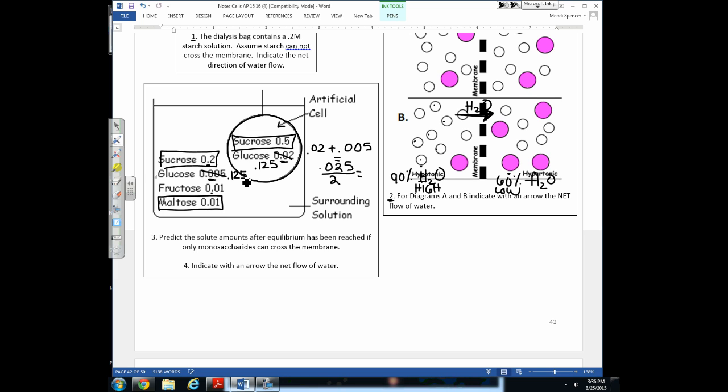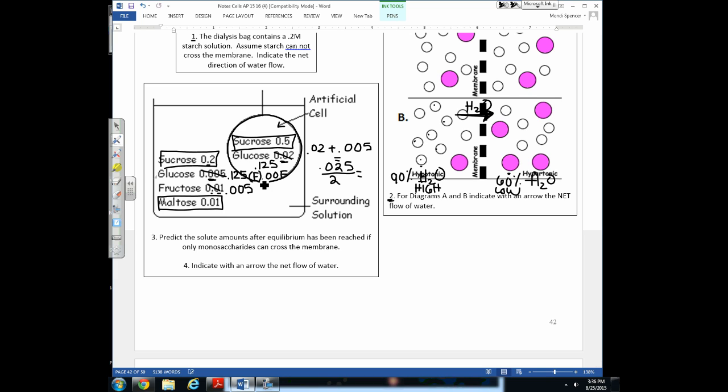And if this is our total amount of fructose, then we just simply have to divide that by 2. So 0.01 divided by 2 gives us 0.005. And so I'm going to put 0.005 inside, and that's for fructose. So if you have room and you want to put an F there for fructose, that's giving you an indication of the amount of fructose inside the cell.